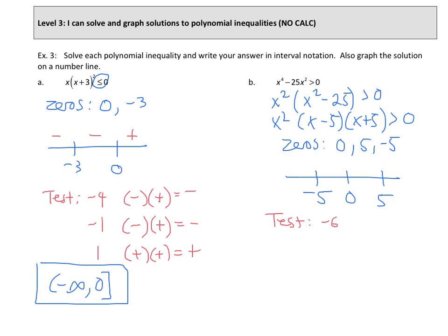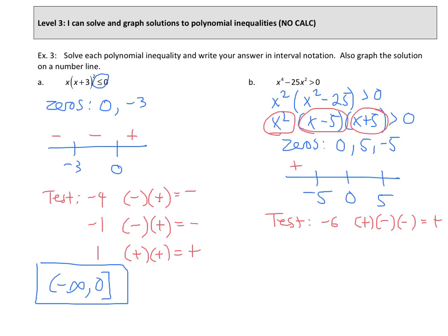And if I plug negative 6 into factored form, plugging it in right here, we get negative 6 squared is a positive, because anything squared is positive. Plugging it into the next factor, negative 6 minus 5 is going to be negative, and then negative 6 plus 5 is also negative. So a positive times two negatives comes out to be positive.